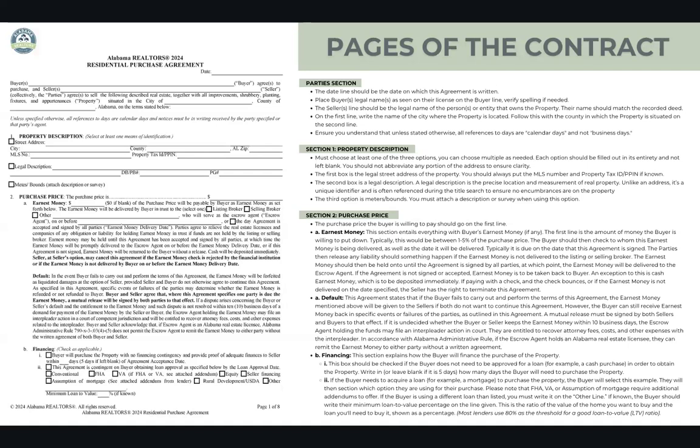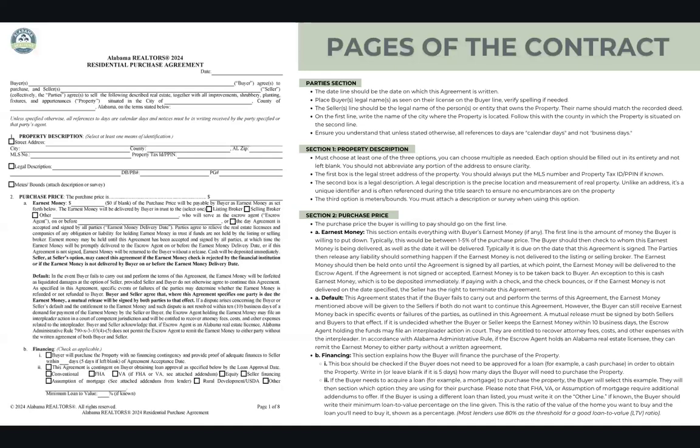Section 1 is the property description. So at least one of these 3 options needs to be chosen. You can choose multiple if needed, but either option should be filled out in its entirety and not left blank. So don't abbreviate anything. The first box is the legal street address of the property. You should always put the MLS number and the property tax ID if that's known.